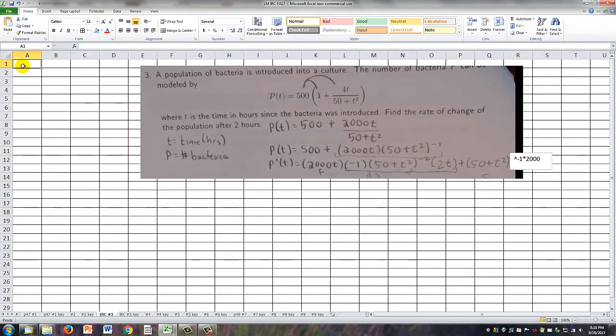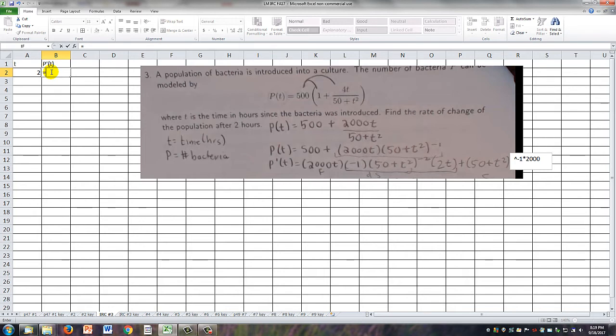Okay, so number 3, we just want to type in the derivative. So t is time in hours, and P prime of t is right here, and I cut it off accidentally, so I'll help you out when it comes to the end there. But we want to find the instantaneous rate of change at 2 hours. So I went ahead and put the 2 in, and I'm going to put this derivative in.